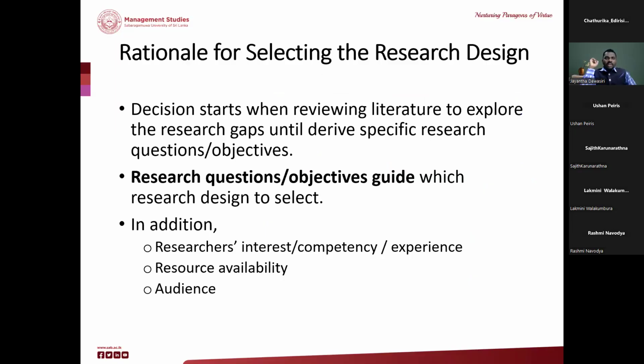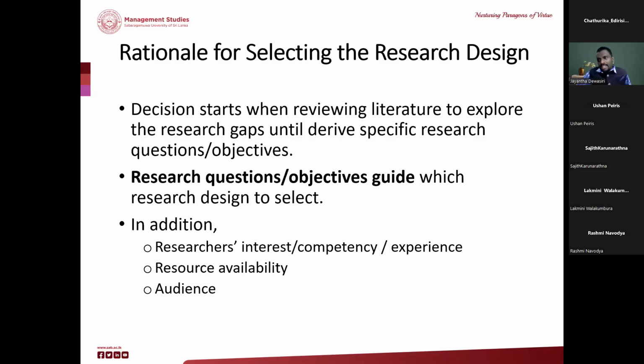Now we are going to discuss the rationale for selecting the research design. That is the second part of our discussion. The rationale for selecting a research design: the decision starts when reviewing the literature, in order to explore the research gap, in order to understand the concepts and constructs, and in order to understand the research questions and objectives as well. So the decision starts when reviewing the literature first.